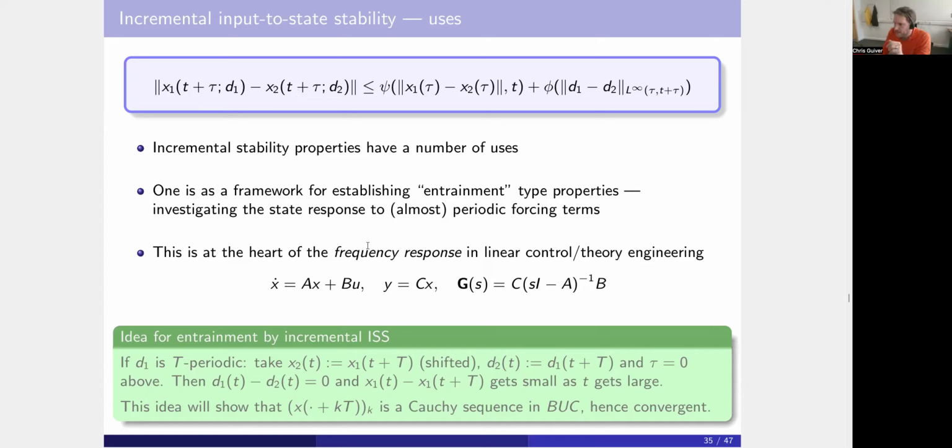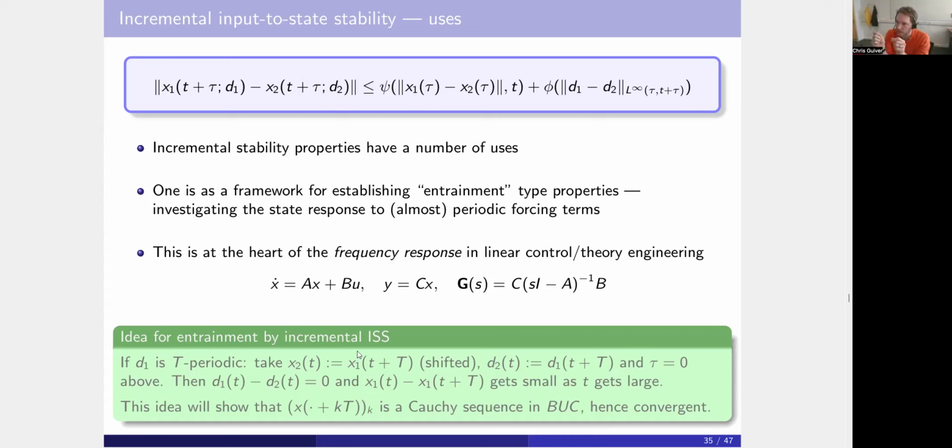And again, this generalizes classical linear systems theory, which says that, okay, I have my linear system, suppose it's stable. If I feed in a sinusoid or a periodic function, well, I'll just stick to a sinusoid for the moment, then not only is my state and output asymptotically sinusoidal, but also the amplitude and the phase shift are determined in terms of the transfer function. So it's a very, very nice theory. And the kind of idea for entrainment by incremental ISS is shown in green.